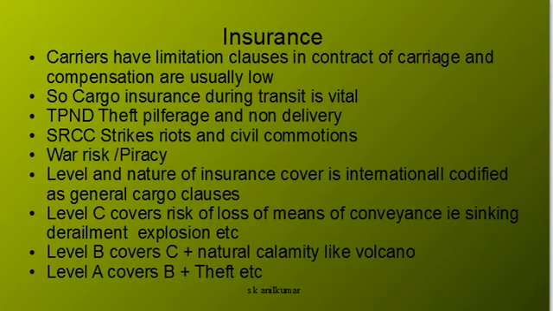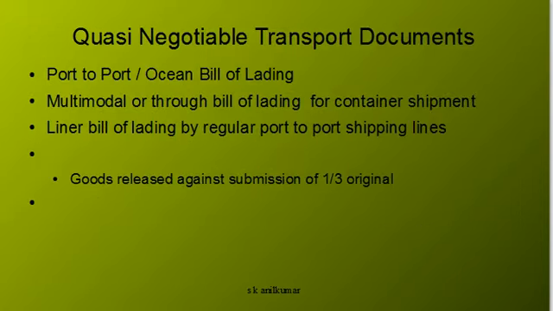Insurance is another document. What are the negotiable instruments? Negotiable transport documents are a port-to-port BL, an ocean BL, or a multimodal BL. What is a multimodal BL or a through BL? When shipment is happening from an inland place or container depot or a container terminal to an inland place or a container depot, when it is not port-to-port, then multimodal BLs are used. Multimodal means more than one mode of transport.